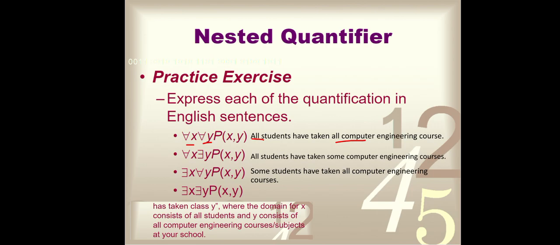Some students, because our x is all students, but the given quantifier is there exists. So some students have taken all computer engineering courses. And lastly, there exists x, there exists y, P(x,y). That would be, some students have taken some computer engineering courses. Okay, that's the process when given symbols, to English sentence.